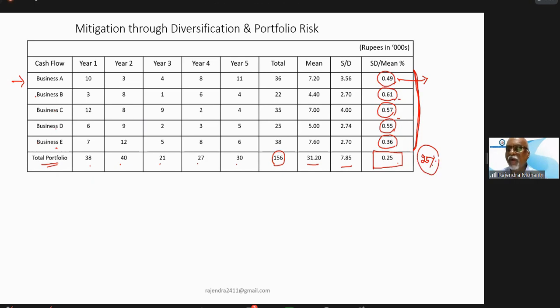So earlier, one business was 49%. Now when he is doing 5 businesses together, the consolidated risk of all together becomes 25%, which is considerably lower than 49%. Even though, out of these 5 businesses, the lowest risk was 36% and the highest was 61%, still when you take all things together, his risk level is reduced further from 36% to 25%.